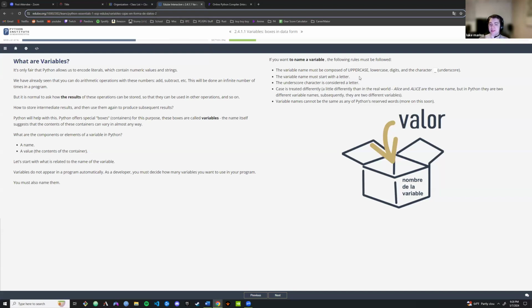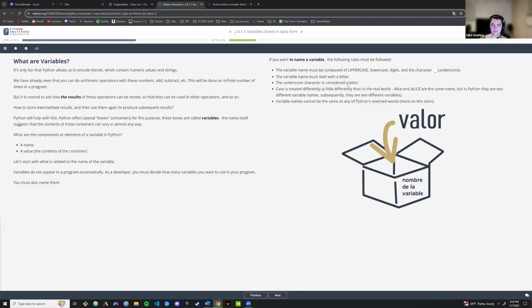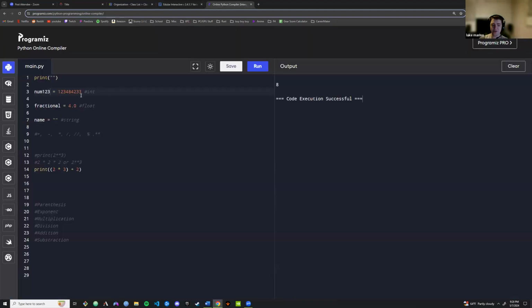The variable name must start with a letter, so it cannot start with a number. We had this before, which is not right. You can't do that. But if we put the numbers after, it's fine. It works completely fine. The underscore is actually considered a letter, so we can have this. This is completely fine as well.